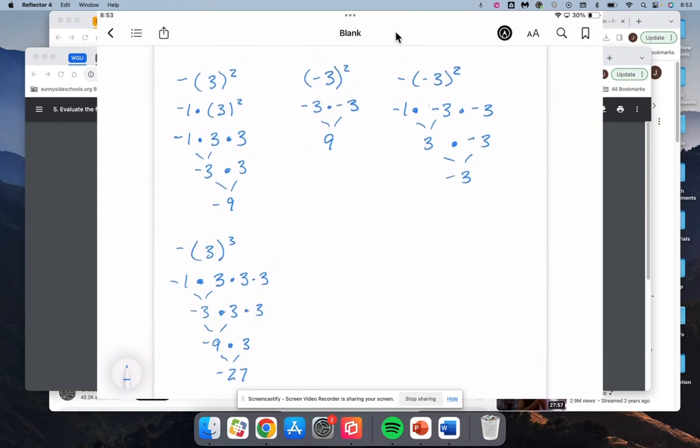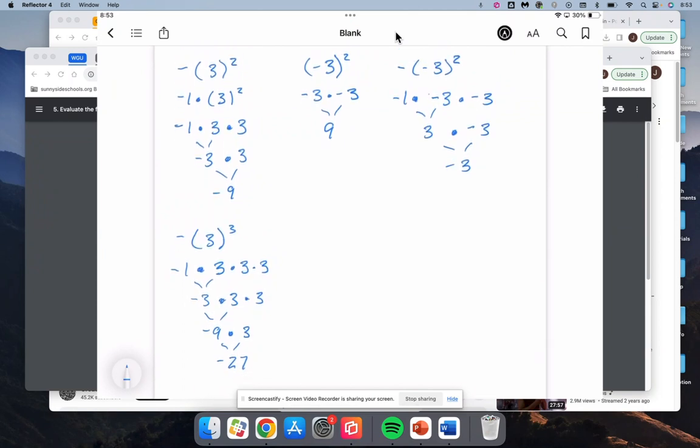Okay, kind of copying what we had for the second one, but this time having an exponent of 3. If we have the negative inside the parentheses, that says that we have negative 3 times negative 3, 3 times. So negative 3 times negative 3 times negative 3. And so a negative times a negative makes a positive 9. We still have that other negative 3. A positive times a negative makes a negative 27.